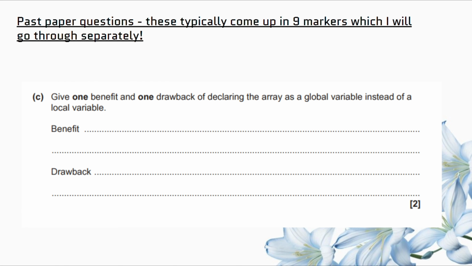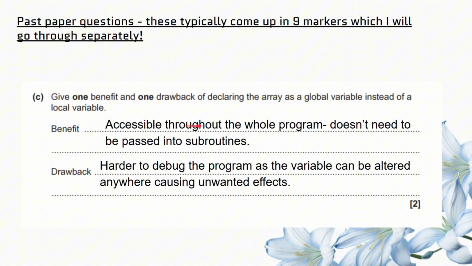Anyway, let's look at another question. Also, these global and local variables do typically come up in 9 markers, but I'm going to go through that separately. I already mentioned this. Anyways, give one benefit and one drawback of declaring the array as a global variable instead of a local variable. The array is part of a question and was mentioned earlier, but you don't actually need to know the context for this question. So it's just asking us what is the benefit and drawback of global variables and local variables. So accessible throughout the whole program, doesn't need to be passed into subroutines, so it's easy to write, right? And the drawback is it's harder to debug the program as the variable can be altered anywhere, causing unwanted effects.